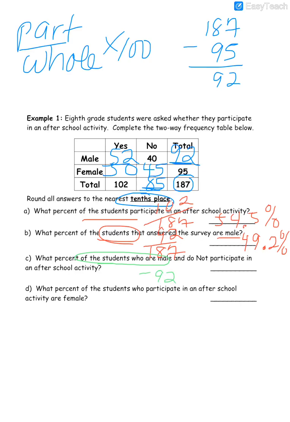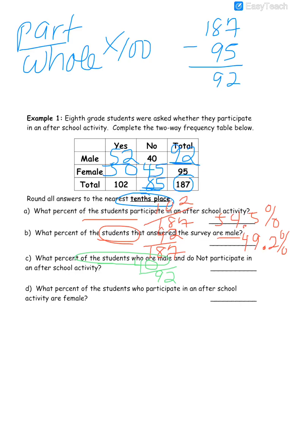92 is my denominator, and do not participate in an after-school activity. Okay, those people that said no that were male were 40. So 40 out of 92. And then I'm going to times it by 100, and I'm going to round to the nearest tens place.